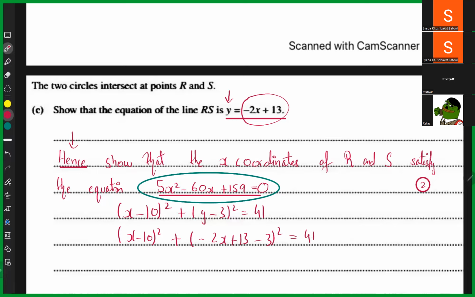And when you simplify this equation, you are going to get 5x squared minus 60x plus 159, and this is what we had to prove. So try simplifying it, you would certainly get this yellow encircled equation. So this is basically the idea for the last part of the question.